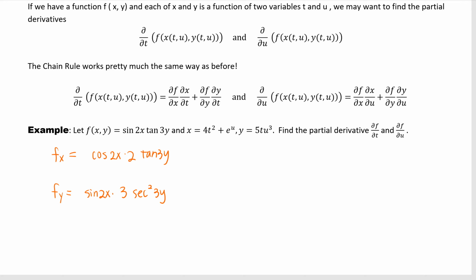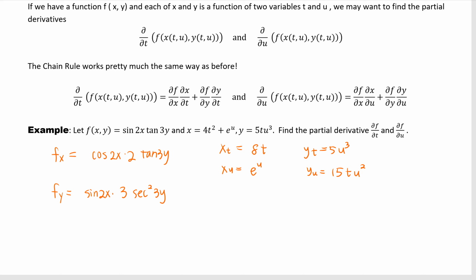Okay, and then what is x_t? So partial x, partial t. Well, derivative of 4t squared is 8t, e to the u derivative is 0. For x_u, 4t squared derivative is 0, e to the u derivative is e to the u. For y_t, derivative of t is 1, so 5u cubed. For y_u, derivative of u cubed is 3u squared, 3 times 5 is 15t u squared. So far so good, everybody?